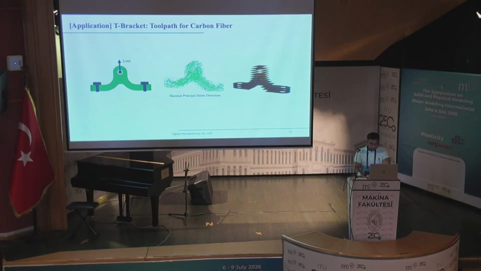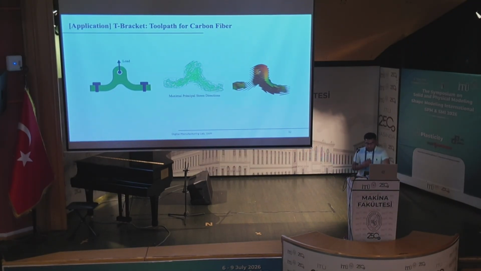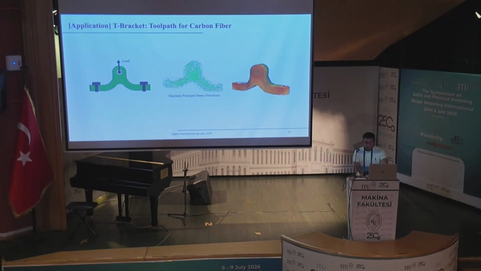optimization. Here we have a bracket, we apply a load and we get the maximal principal stress directions, and our objective is to align those carbon fiber paths along those directions, at the same time also optimizing the layers. So here you can see both the layers and the toolpaths. The black curves are the toolpaths, optimized together.